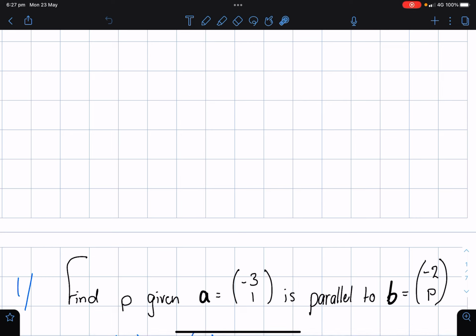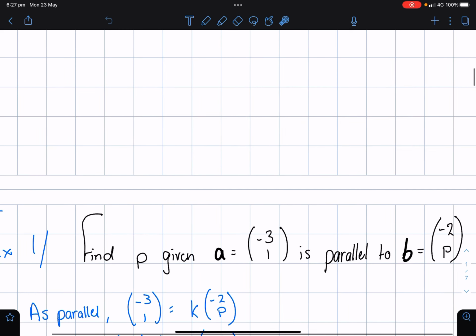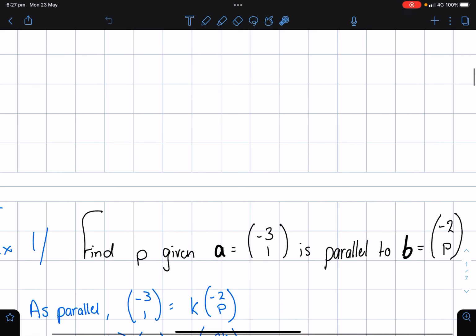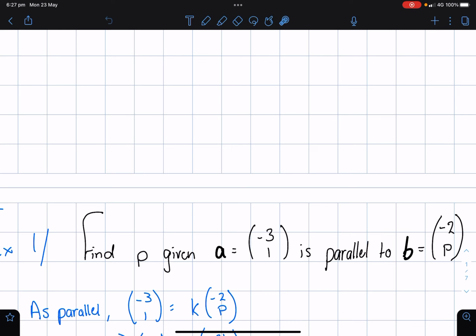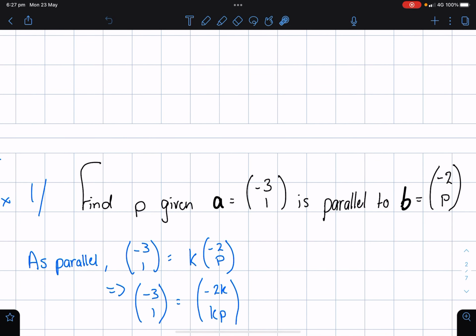So find P given that vector A equals -3 and 1, is parallel to vector B, which is -2 and P. So we're trying to find this little P here. So we know that they're parallel. So that means vector A is equal to a scalar K multiplied by vector B. Now, going back to our operations of vectors, we know this scalar here gets multiplied to the -2 and the P. All right, so that's what I've done here. So -3, 1 equals -2K and KP.